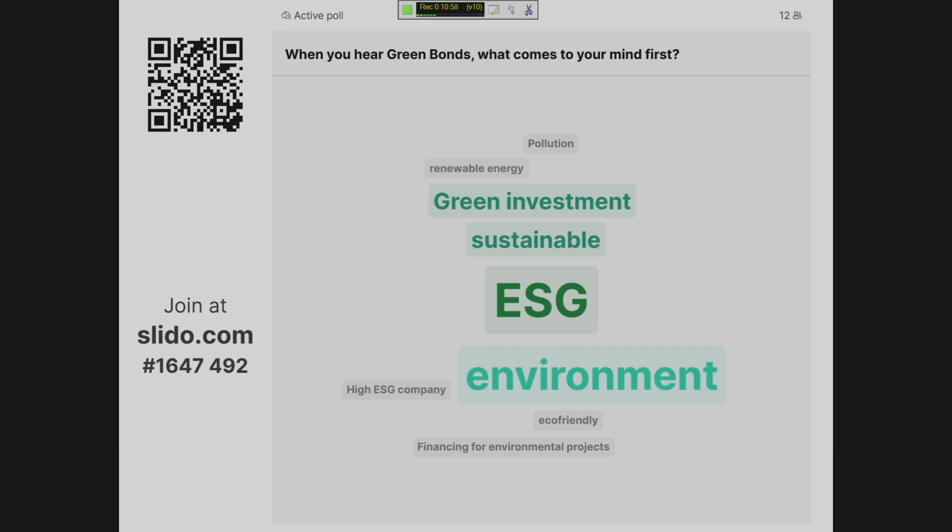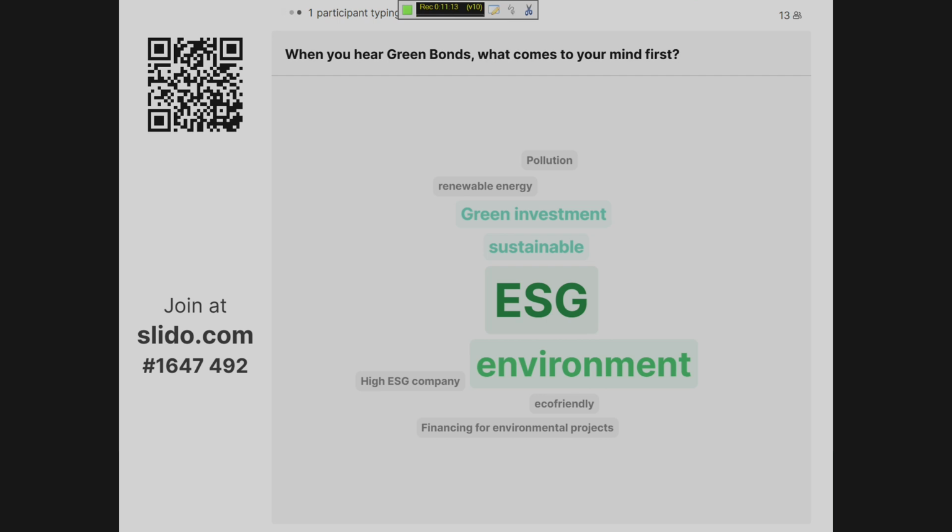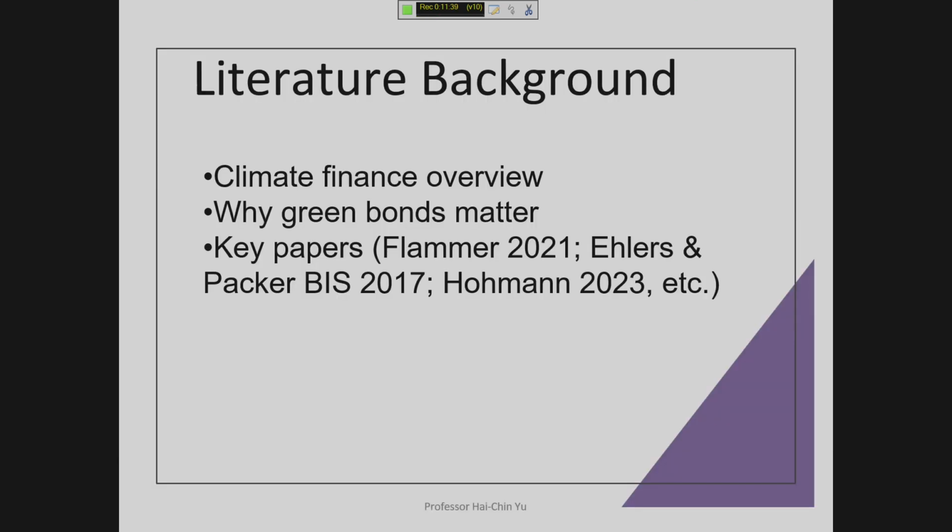So we almost have the story about green bonds related to ESG, green investment, environmental issues, sustainable, pollution, renewable energy, and eco-friendly financing, and so on. Okay, so this relates to the very focused issues of ESG and environmental friendliness. So it's pretty much close to this paper.